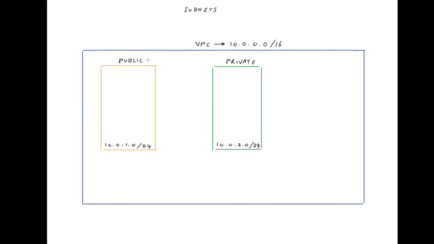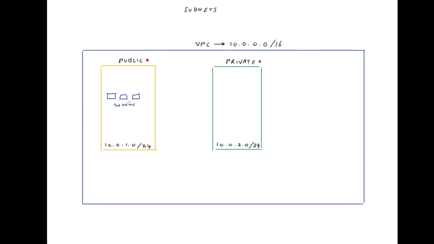Now, what makes a subnet public and what makes a subnet private? Well, essentially, a public subnet is accessible from outside of your VPC. So essentially from the internet. So any resources created within your public subnet, for example, web servers, would be accessible from the internet.